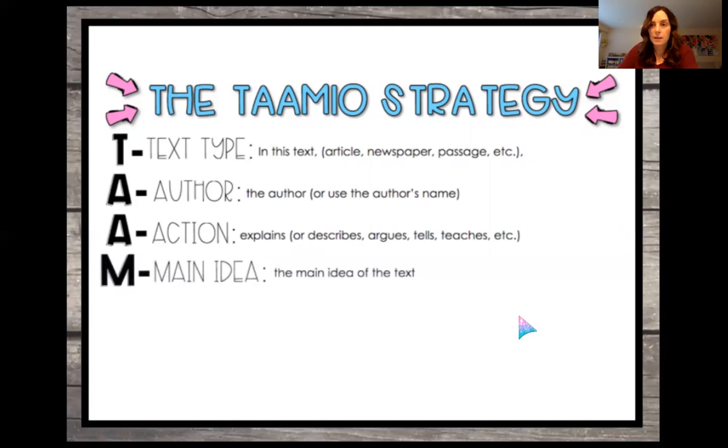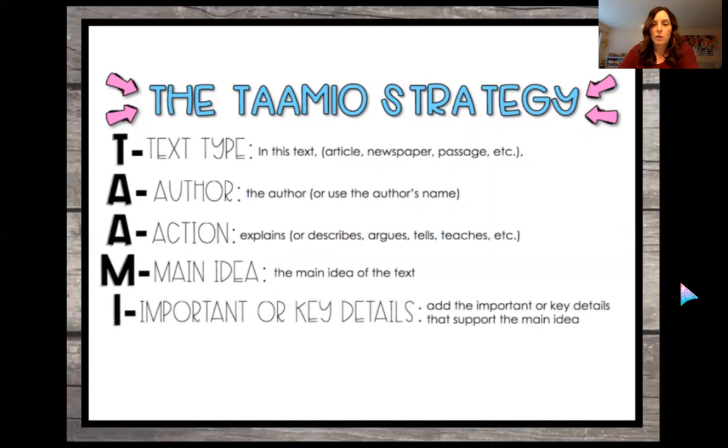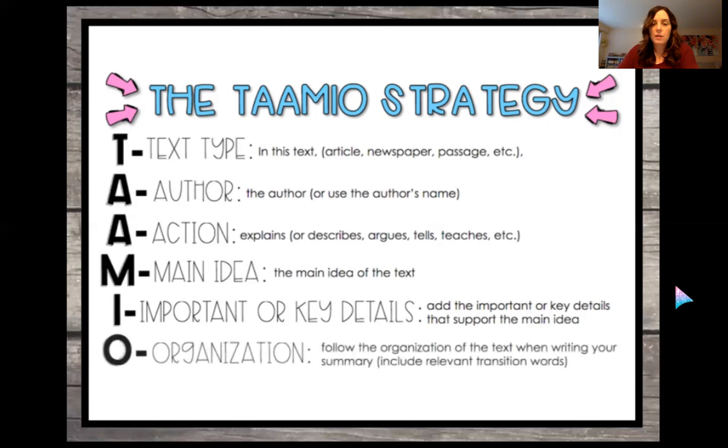The M stands for the main idea. So we just went over how to find the main idea of the text. The I stands for important or key details. And these are the details that support the main idea or explain it a little further. And the O stands for the organization. So when you are writing a summary, you want to follow the organization of the text, which means that if you're taking evidence from the beginning of the text, then that should be towards the beginning of your summary. And you also want to think about including relevant transition words that are sort of like cue words for the type of text that you are using.